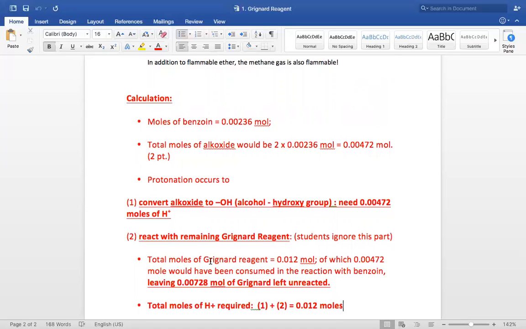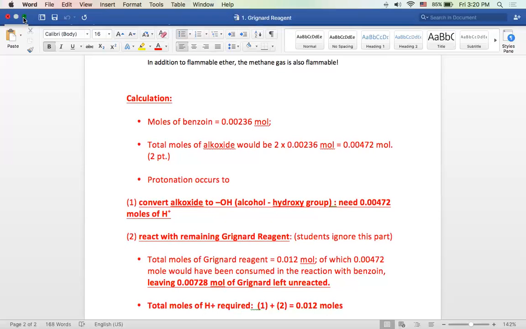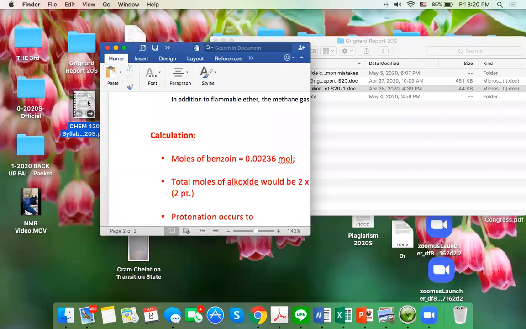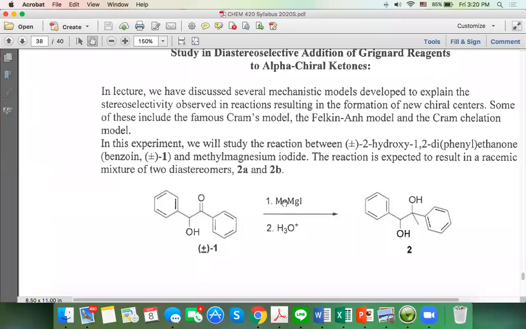In addition to that, let's do some calculation about the Grignard reagent remaining amount, okay? Because based on magnesium amount, you have 0.012 mole of Grignard reagent formation. This is actually coming from your reagent table. Everybody knows that, okay? But after the Grignard reagent being used in the reaction here, remember one goes here, the other one goes to the carbonyl group, okay?